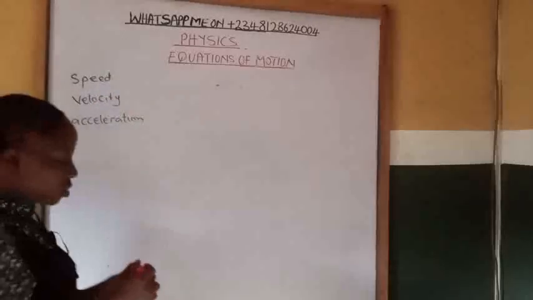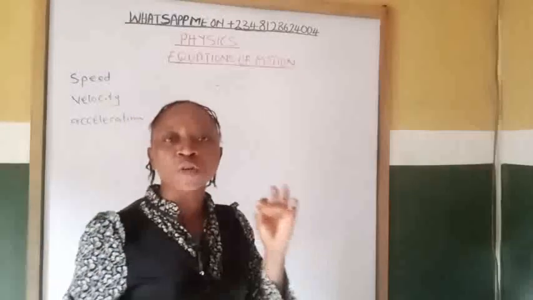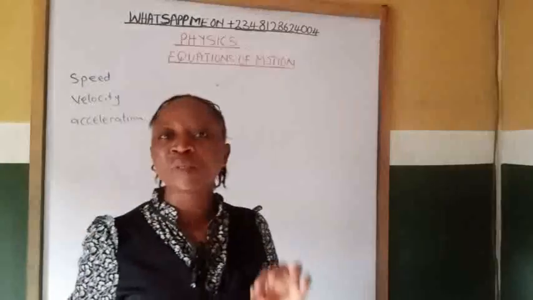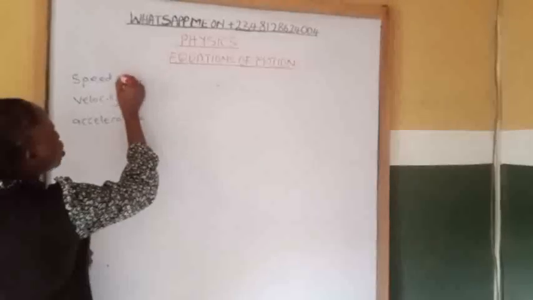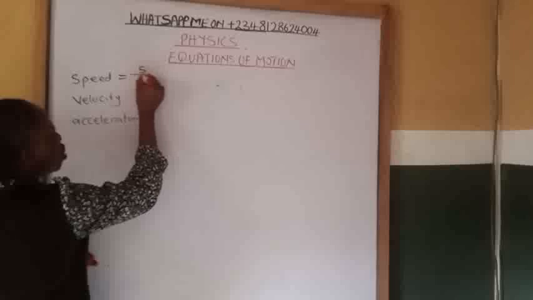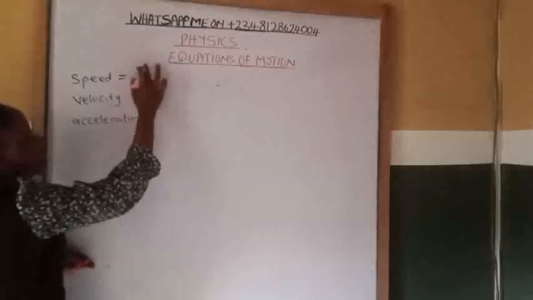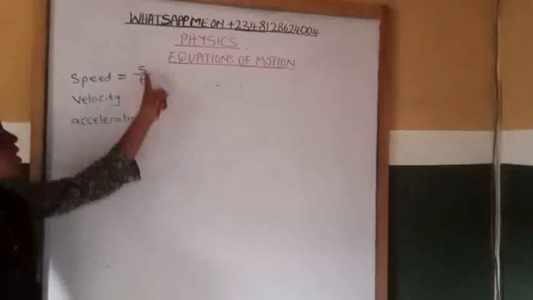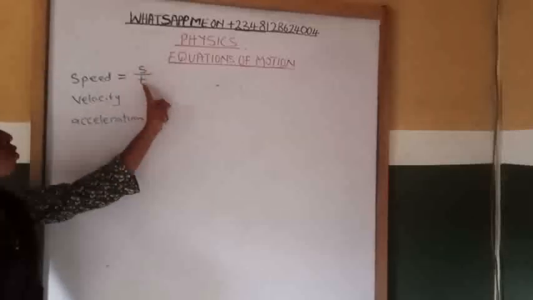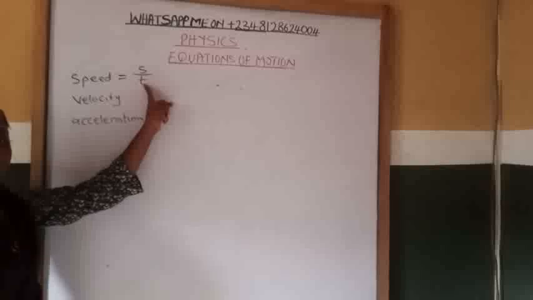So what is speed? Speed is the rate of change of distance with time taken. S is distance, then t is time taken. So from here you can define speed: the rate of change of distance over time taken, or per time taken.